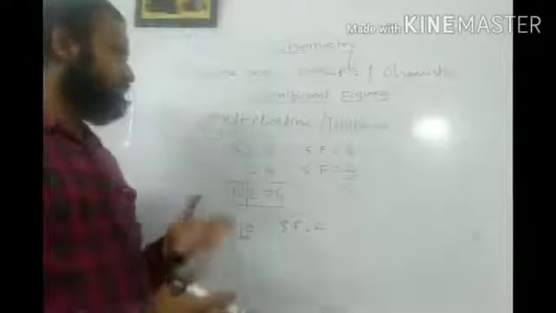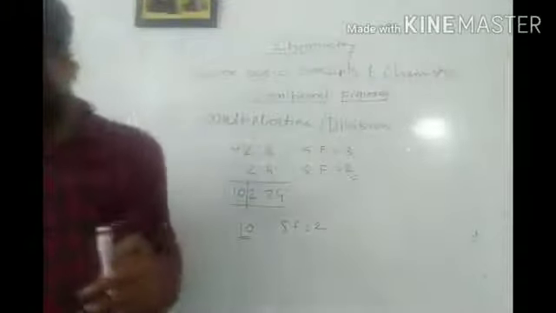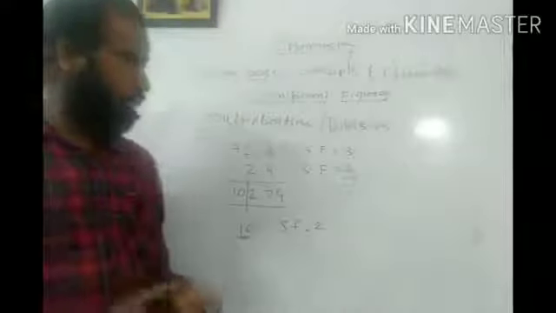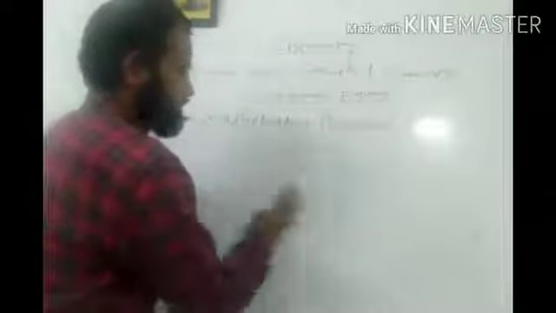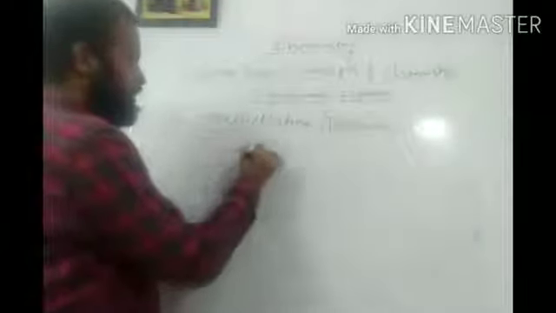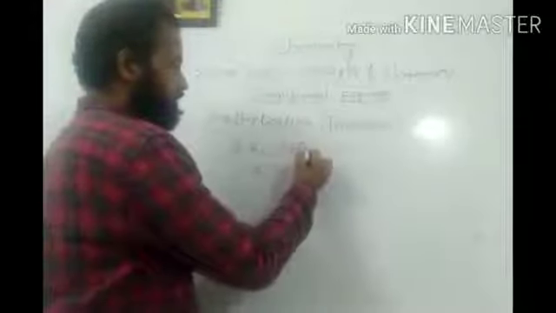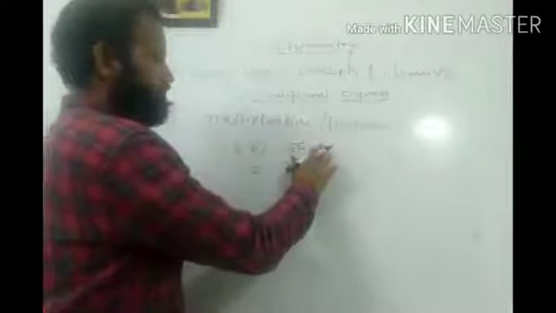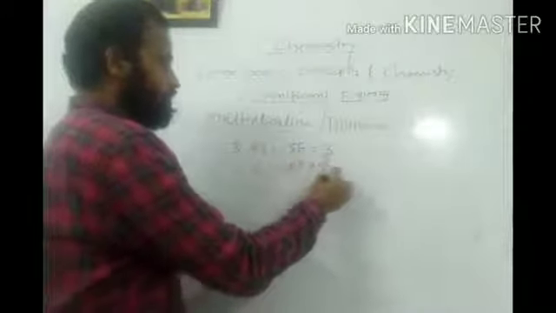So in this way we can see one more example, so it will be more clear for all of us. The second example is 3.61 into 1.2. Another example here, that is 3.61 into 1.2. Here the significant figure is what? 3 for the first number, and for 1.2 the significant figure is 2 only.